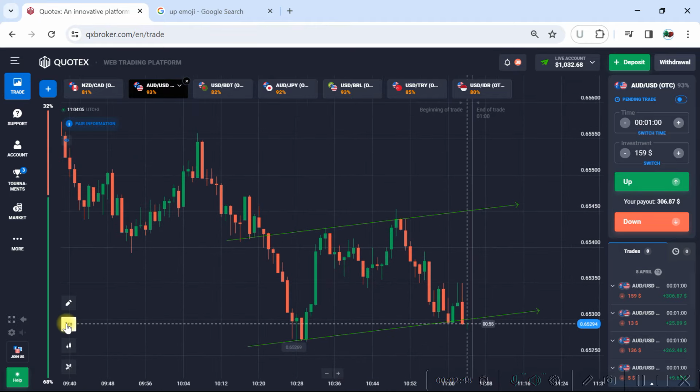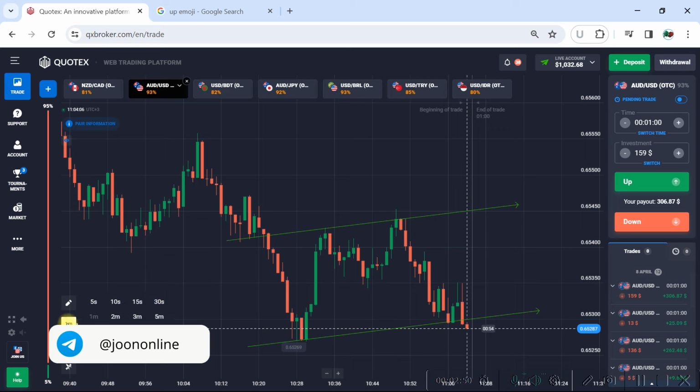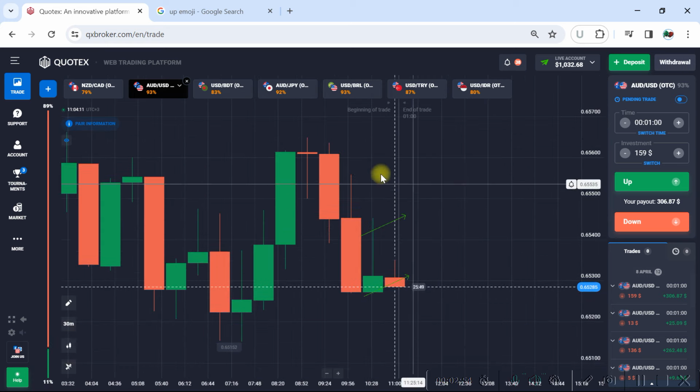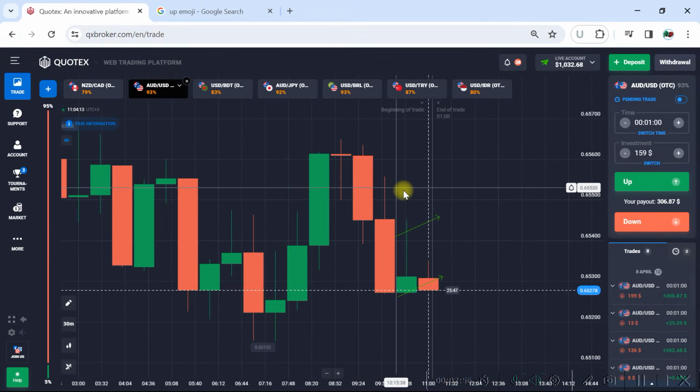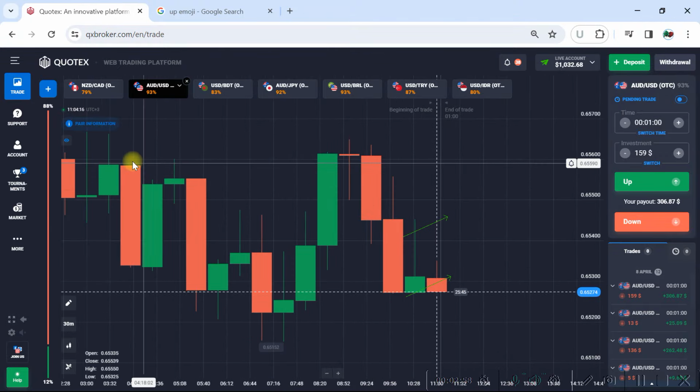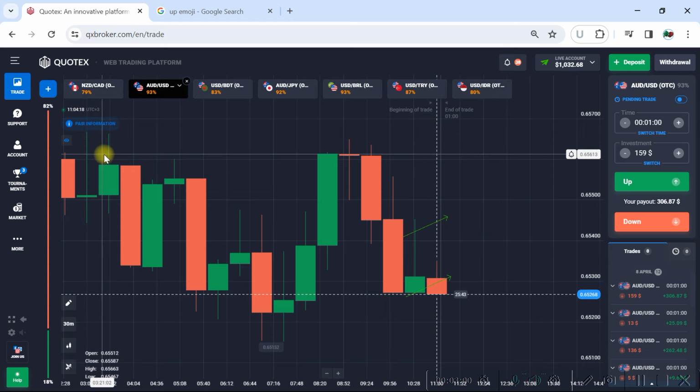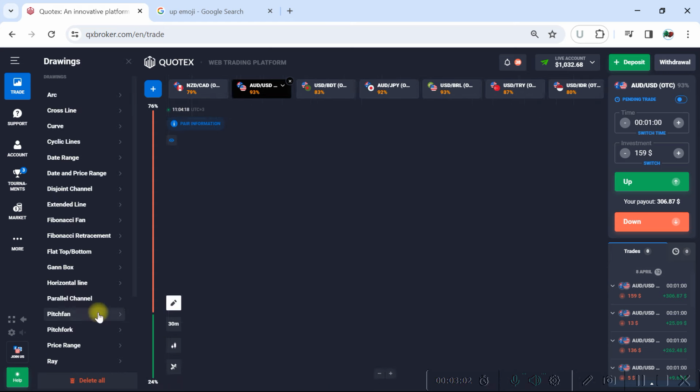So we can also look at this on a larger time frame. This is a 1 minute time frame. We can go to a 30 minutes time frame and see what happens. On the 30 minutes time frame, we can see that the market is ranging. It's moving in between these channels.